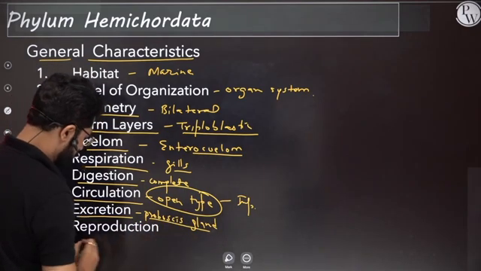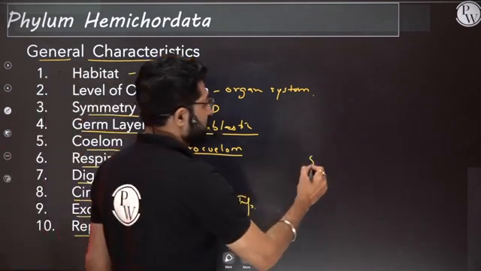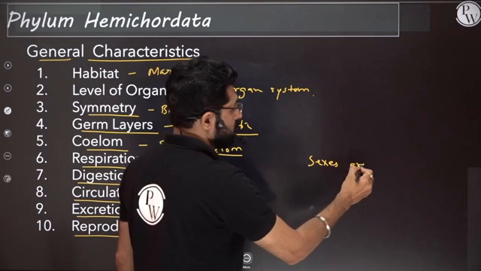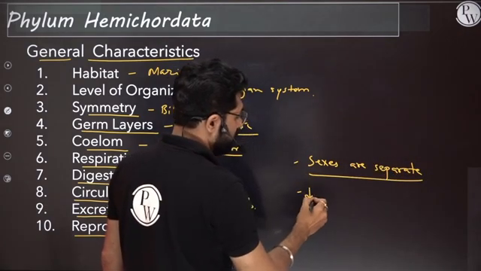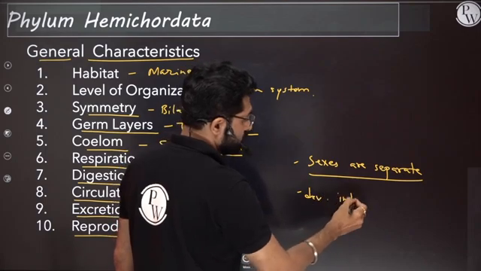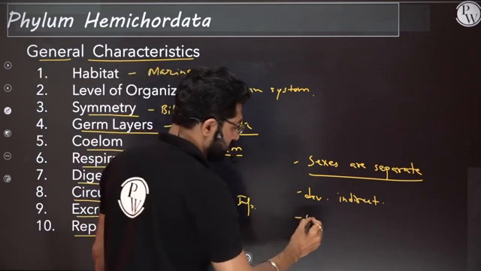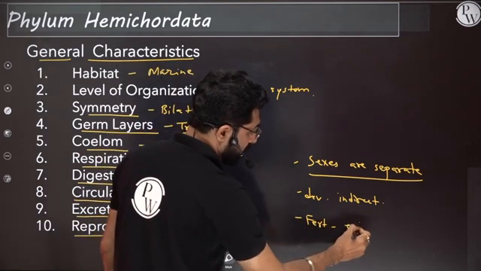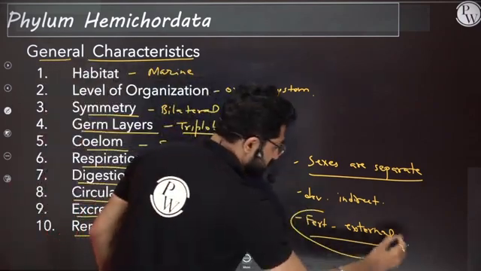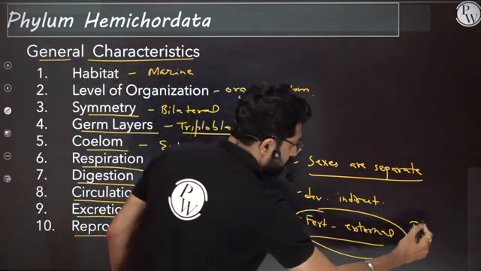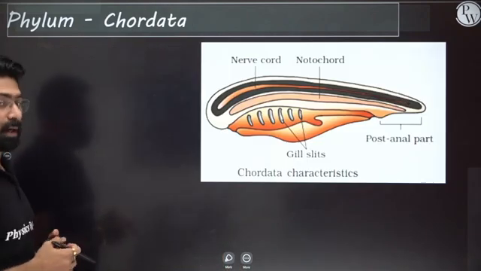And the reproduction: sexes are separate here, and development is indirect. Fertilization is external here. Please remember these important points. This is usually asked in exams, so this is again important. Is it okay? So let's continue with the phylum Chordata.